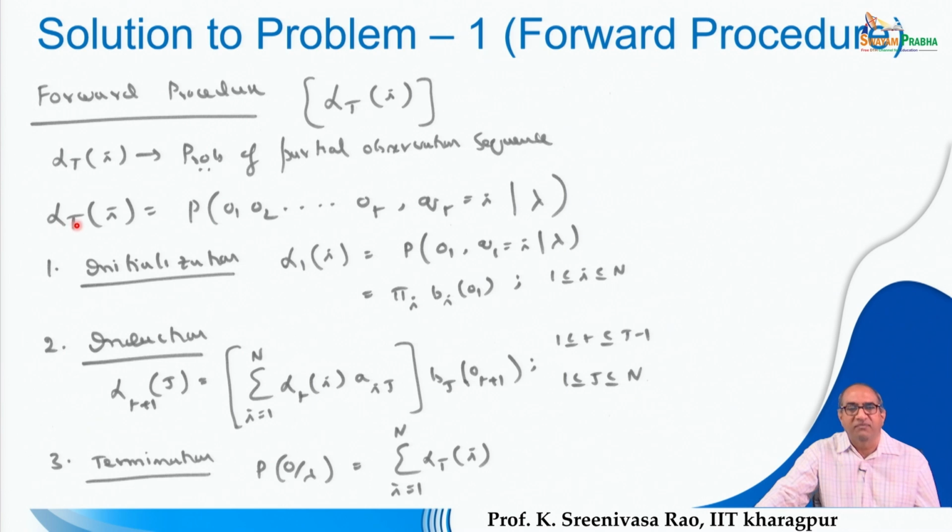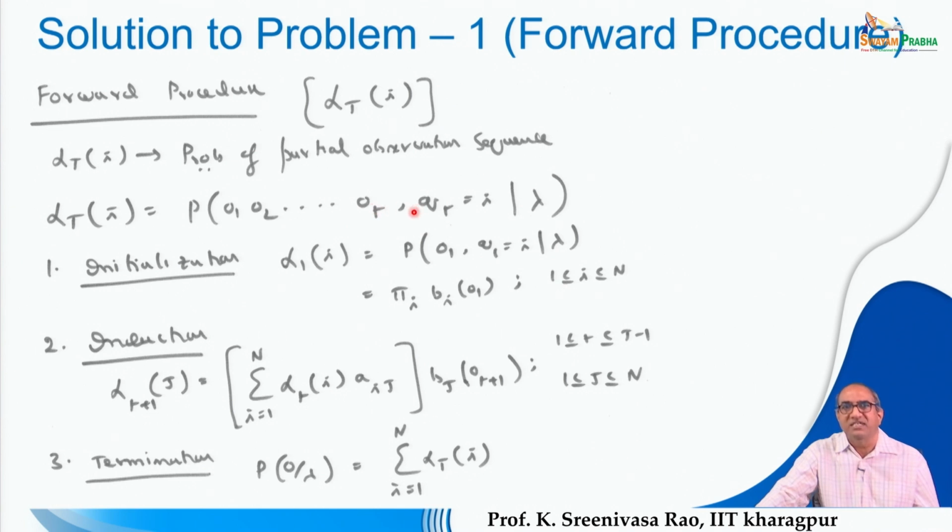What it means is that alpha small t of i is the probability that at time t, the system is in state i. Please note that this is a small t, which means it is some time instant. It is a partial observation sequence. It means the observation sequence is observed partially, not completely. Observing the sequence completely means capital T. We are observing up to some small t. What is the probability of O1, O2, O3, up to Ot?